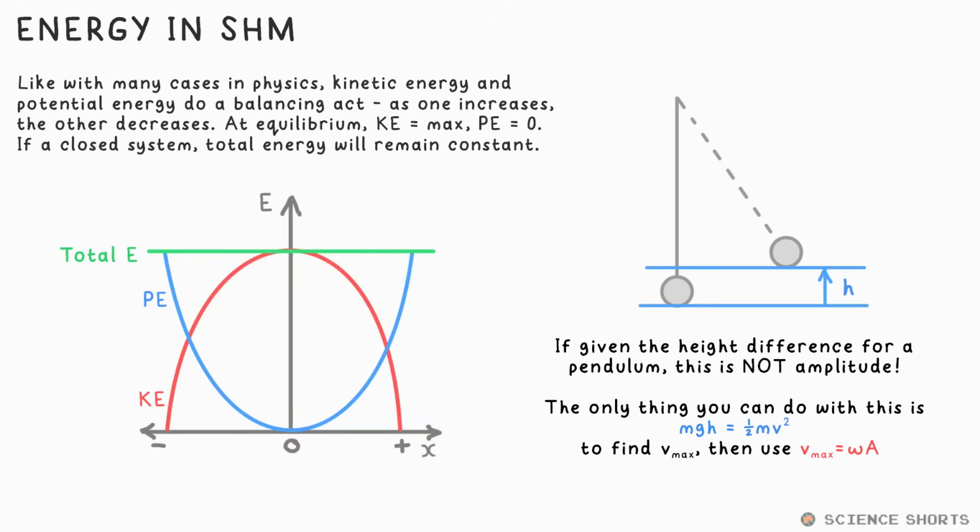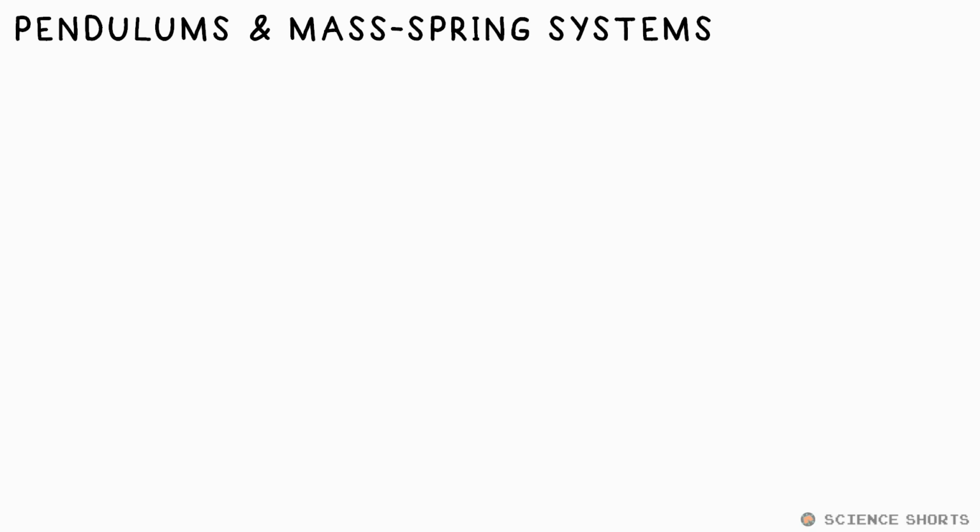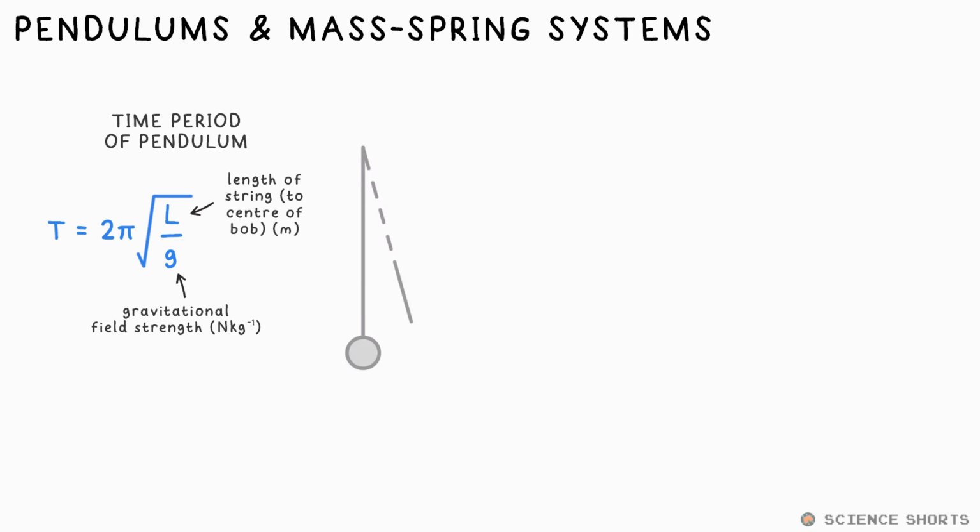If there's no damping or resonance and it's a closed system, no energy should be lost to the surroundings, which means the total energy stays the same as kinetic energy and potential energy do their balancing act. For a pendulum, time period is equal to 2 pi root L over g, where L is the length of the string, to be precise, from the pivot to the center of the bob, and g is gravitational field strength. Note there's no mass in this. It doesn't affect the time period, or therefore the frequency either.